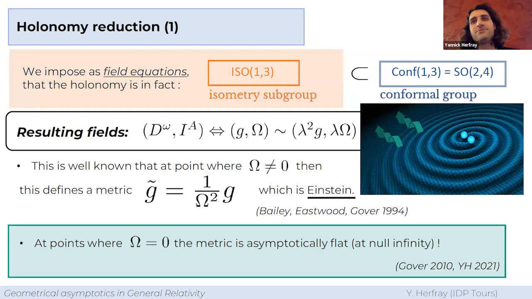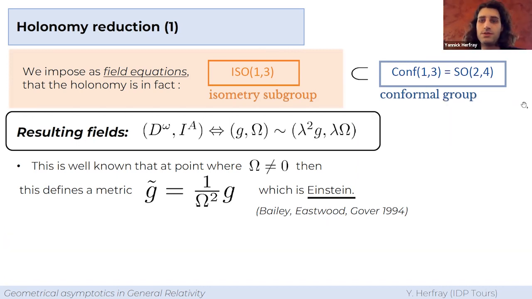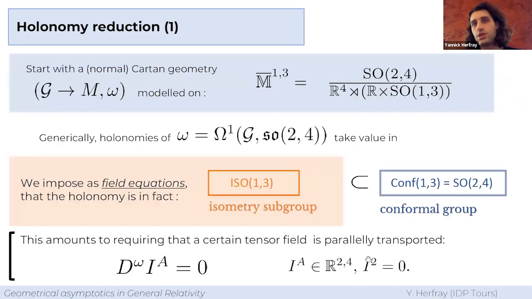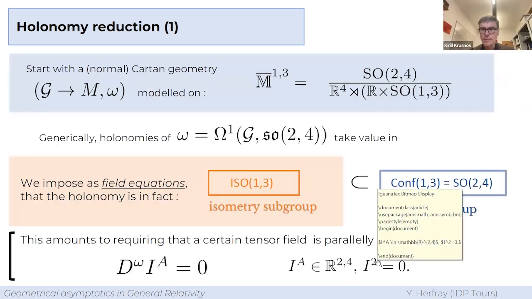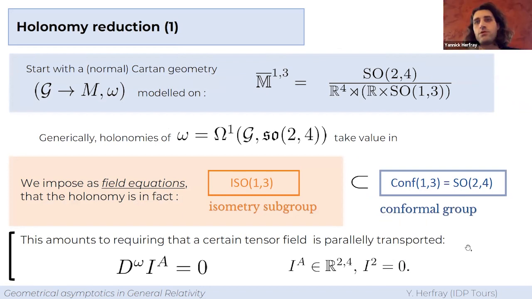Hi, Yannick, is it possible to ask a question? What selects the value of the cosmological constant here? This is the isometry symbol. So one thing you could do is, if you were looking for holonomy reduction to SO(2,3), you would get AdS. So it's that tensor in practice that you choose. Absolutely, this is this condition here. So the type of the tensor. Yeah. So the rule is that the sign of I squared is minus lambda, minus the cosmological constant.